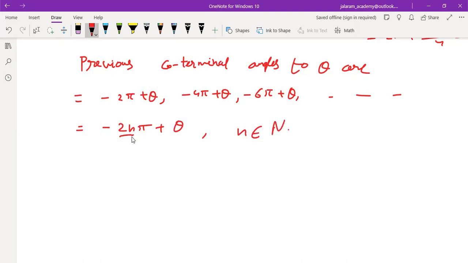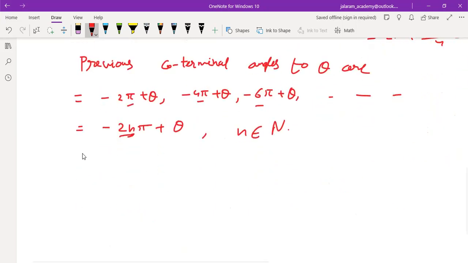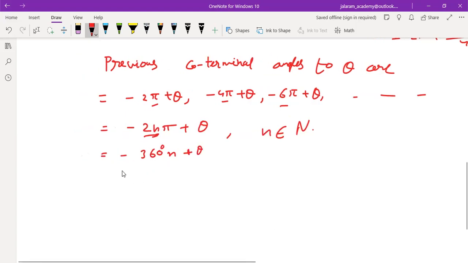If n belongs to natural numbers, minus 2n will be a negative integer, like minus 2 pi. If you write n equals 1, it will give minus 2 pi plus theta. If n equals 2, 2 twos are 4, minus 4 pi plus theta. If n equals 3, minus 6 pi plus theta, and so on. And in terms of degree, it will be minus 360 degree into n plus theta, where n can be 1, 2, 3, or 4.